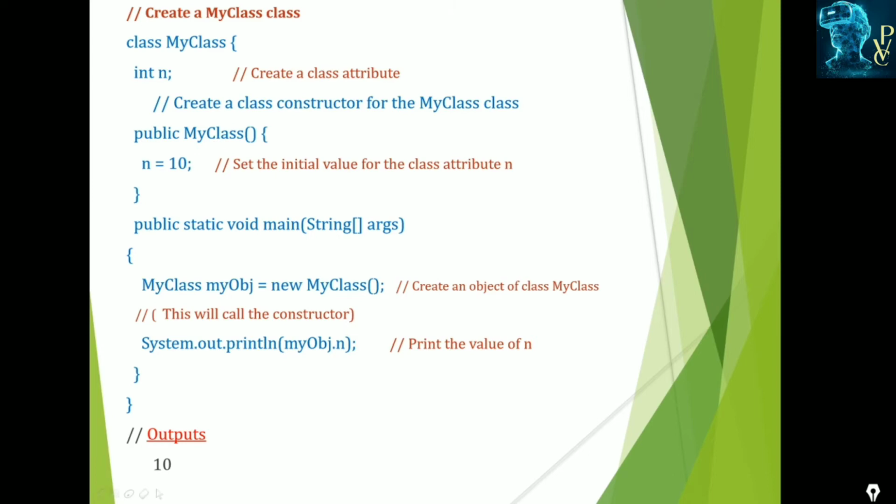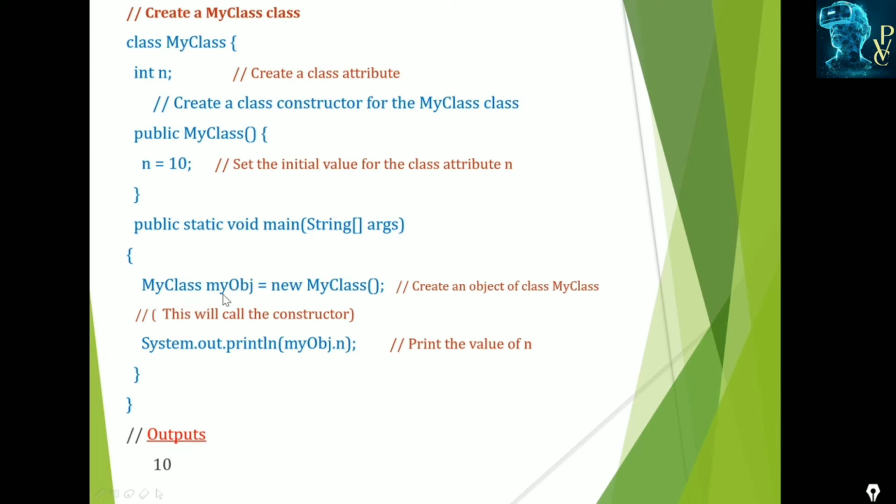Here I am specifying it as public, so this constructor can be accessed outside the class. If we create a subclass for this, it can also be accessed. Here I am assigning n equal to 10, so the initial value I am setting for n is 10. If we do not assign any value to n, it sets the initial value of n as 0.